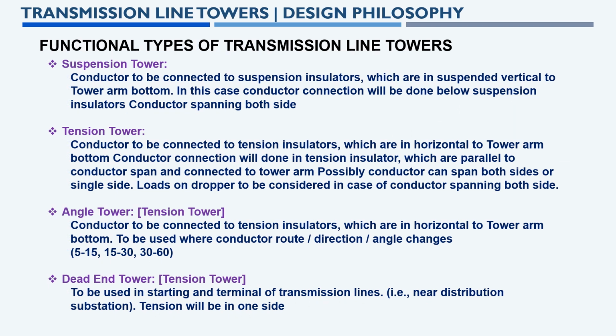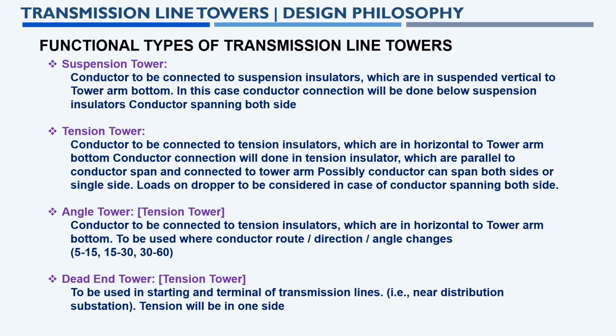And next one is the functional type of transmission line towers. There are a few types in functional aspects for transmission line towers. One is the suspension tower. In this, the conductor is connected to suspension insulators, because the suspension insulators are vertical, perpendicular to the conductor span, so the tower arm bottom holds the suspended vertical insulator. In this case, the conductor connection is done below the suspension insulator, with the conductor spanning both sides.